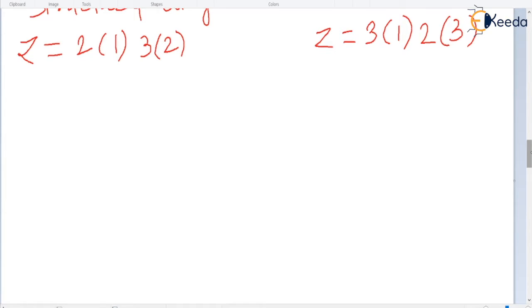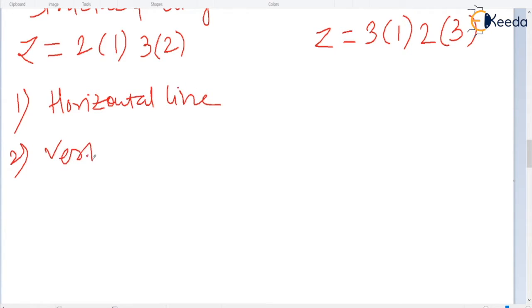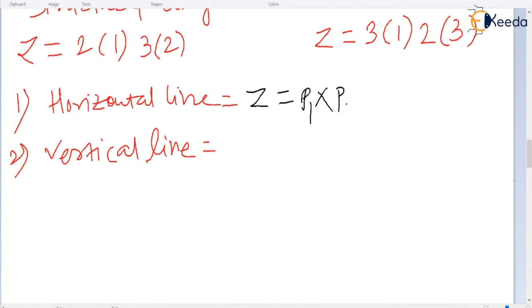Now for drawing a structural diagram we have to draw a few lines. There are two things that we are going to separate: one is the horizontal lines and the second is the vertical lines. For horizontal lines, how many should we draw? We should draw horizontal lines equal to z, and z is the number of speed steps. We have already calculated the z value, that is p1 into p2, which is 3 into 2, which is equal to 6.